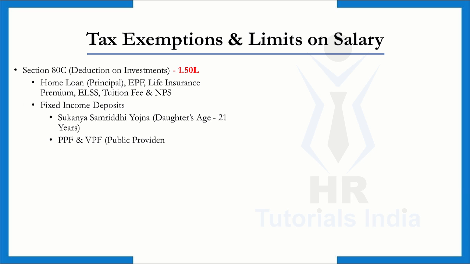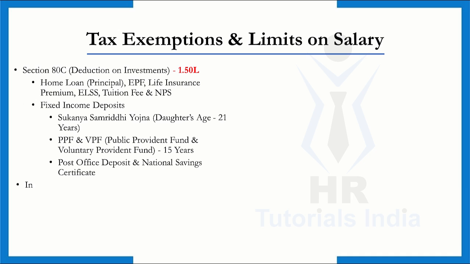PF and VPF, Public Provident Fund and Voluntary Provident Fund, with a period of 15 years. Post Office Deposit and National Savings Certificate. These are the investments or the exemptions under Section 80C. Interest on home loan under Section 24, and the limitation is up to 2 lakhs.